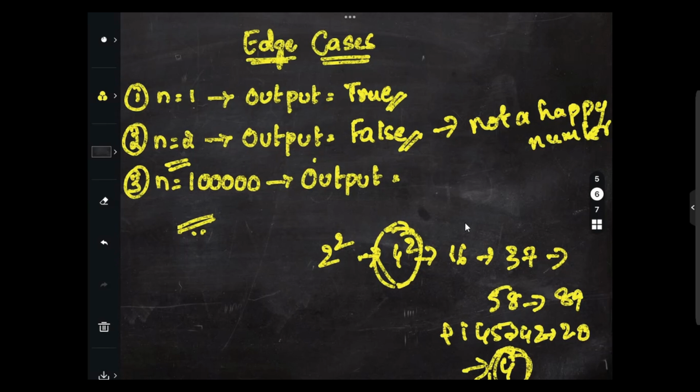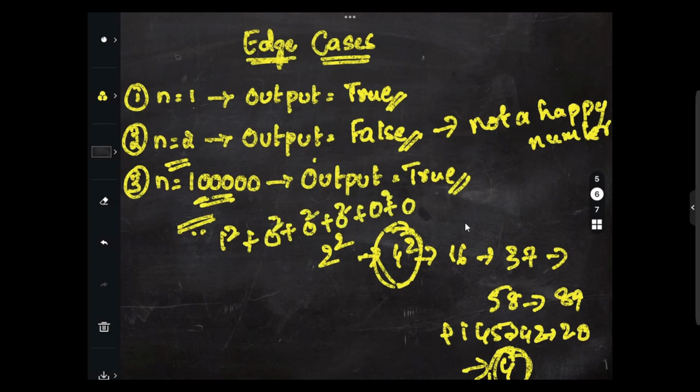So let's come to the third example. N equals this one lakh we have considered here, the big number, right? Here it quickly reaches 1, so it's a happy number. This will lead to 0 plus 0 plus 0 plus 0 plus 1 squared, so first itself we will get 1. Squaring the number 1 again, we will get 1 itself. We have already reached 1, so the output will be true.